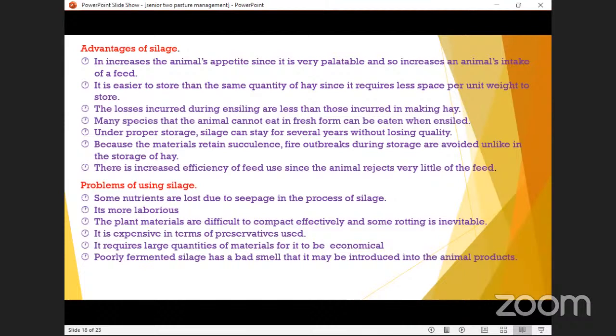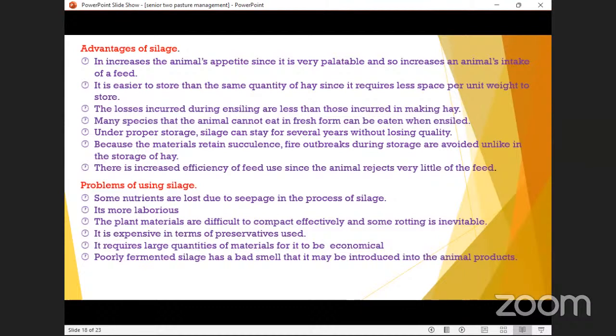Some nutrients are lost due to seepage in the process of silage. When they are processing silage, some nutrients can be lost into the soil or can be lost into the silo, which is a loss to the farmer. It is more laborious. It requires many people to do it. You look at this process, putting inside the silo. From putting in the silo, you have to put in molasses, you have to monitor temperature. So it is laborious. It requires many people and time.